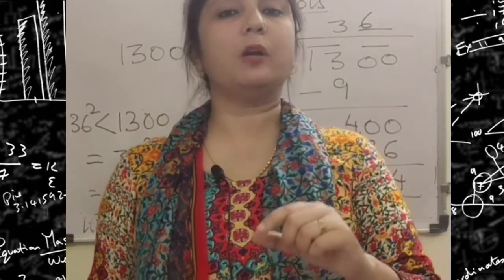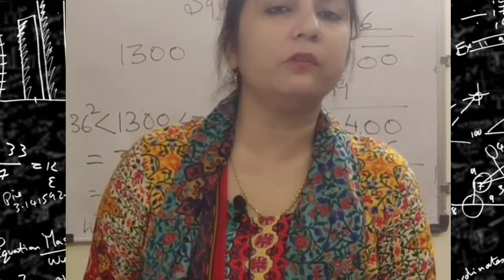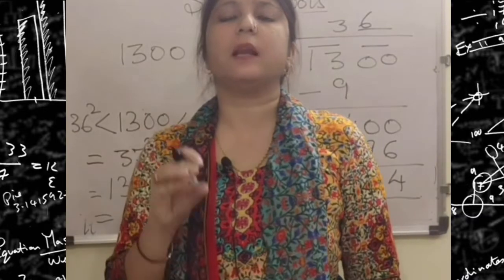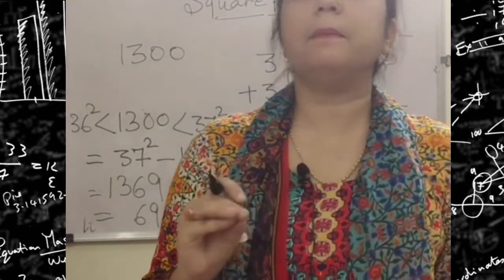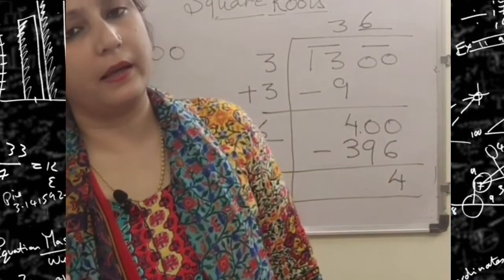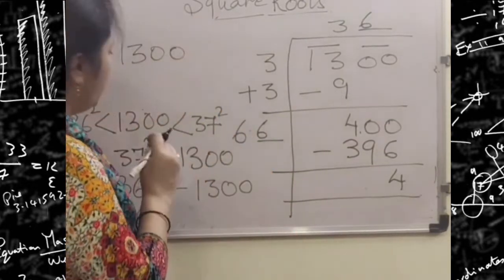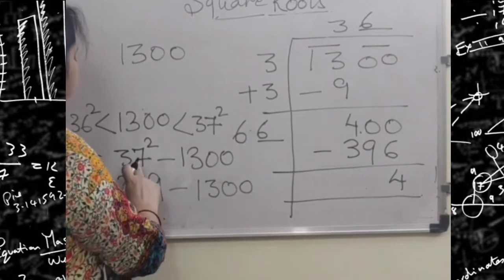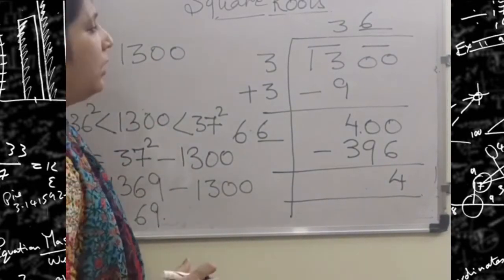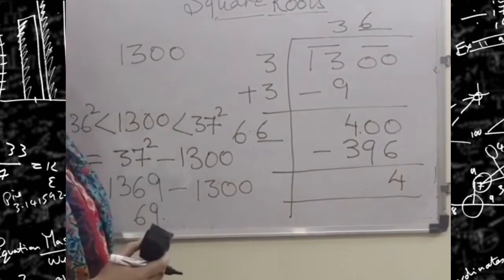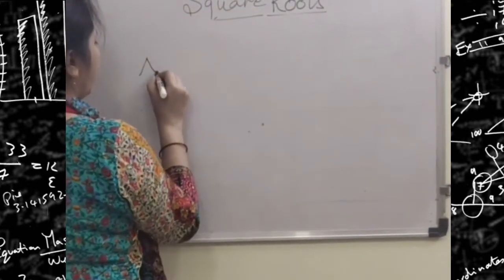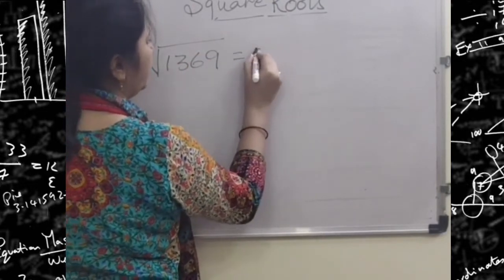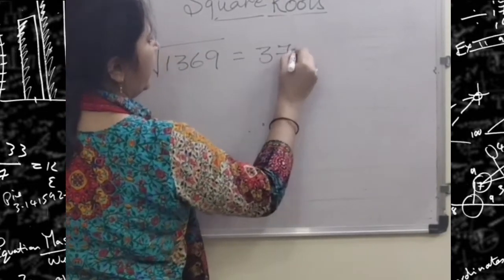Now the another part of the question is find the square root of the number obtained. Children, when you add 69 to 1300, the number will become 1369. And just now you have seen that 1369 is the square of 37. So square root of 1369 is equal to 37.